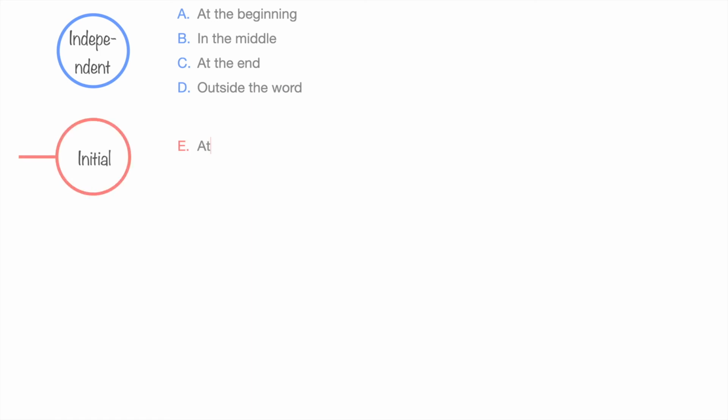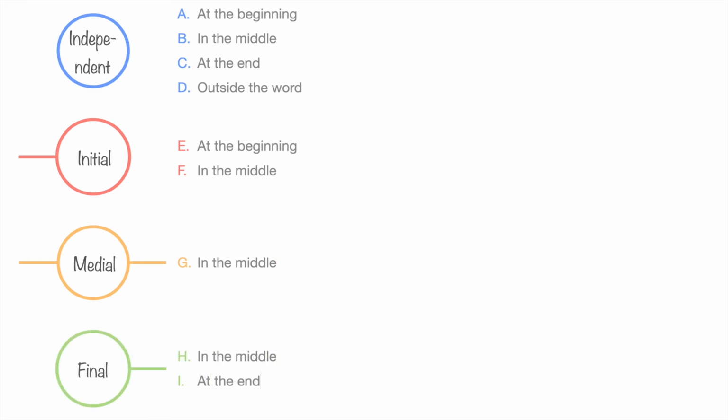The independent shape comes in 4 places: at the beginning of the word, in the middle, at the end, and outside the word. The initial shape comes in 2 places: at the beginning and in the middle. The medial shape comes in the middle of the word only. The final shape comes in the middle of the word and at the end.